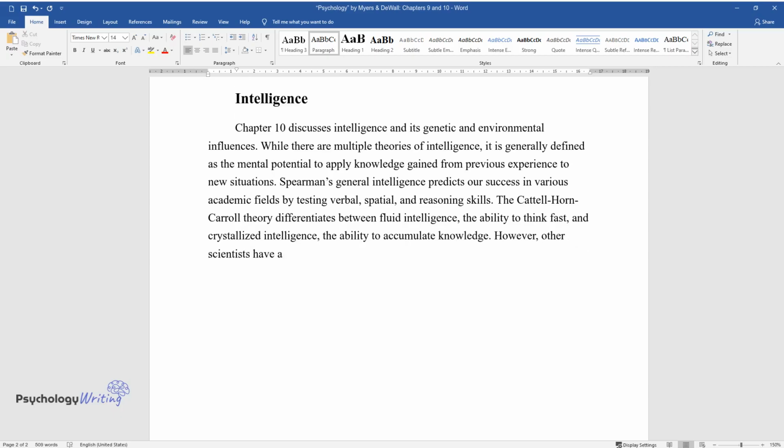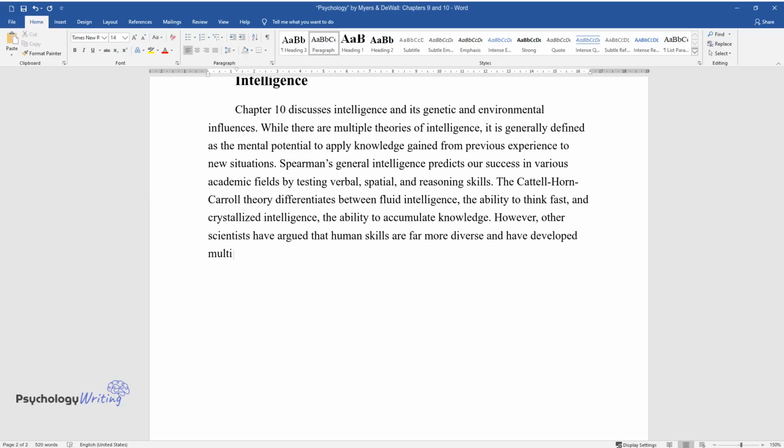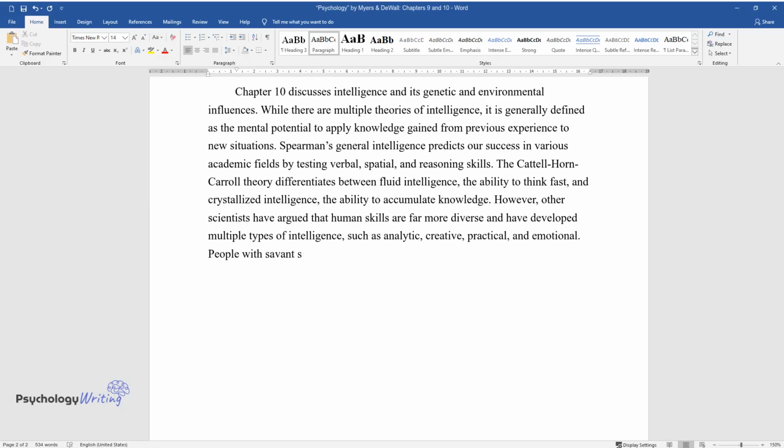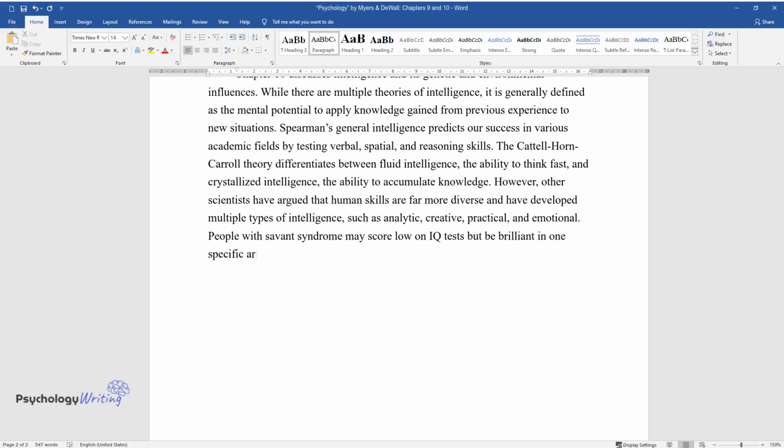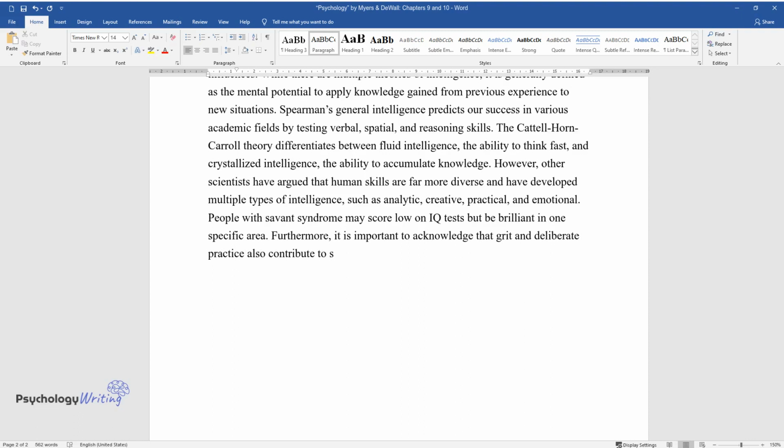However, other scientists have argued that human skills are far more diverse and have developed multiple types of intelligence, such as analytic, creative, practical, and emotional. People with savant syndrome may score low on IQ tests but be brilliant in one specific area. Furthermore, it is important to acknowledge that grit and deliberate practice also contribute to success rather than simply innate ability.